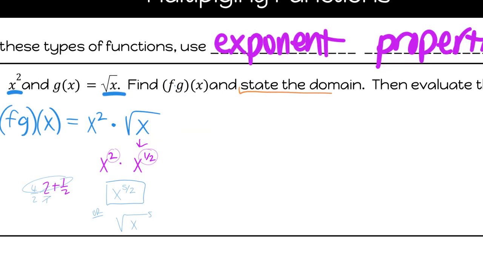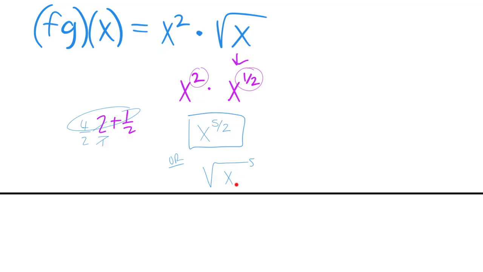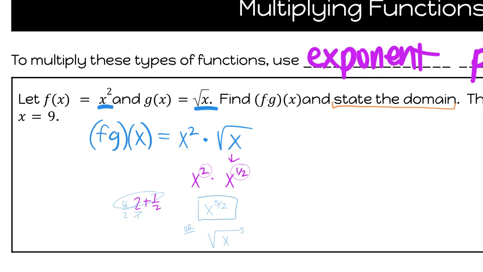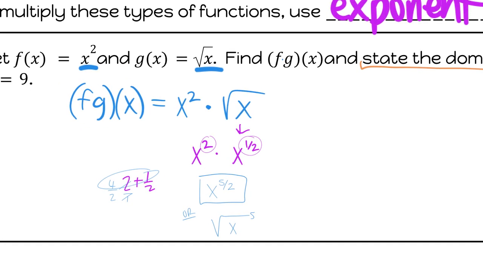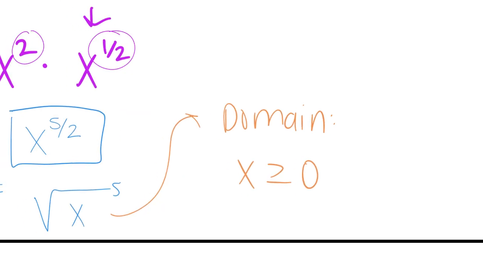It says state the domain. So let's think about the domain of this function. We have a square root function. The final answer resulted in a square root function. The original functions were a quadratic, which has all real numbers, right? But we know square root functions, the domain of this is not all real numbers because square root functions have to be positive. So the x values here are going to have to be positive numbers only. So we want our domain to be x is greater than or equal to 0 because we only want those positive values for x. Otherwise, it won't work.